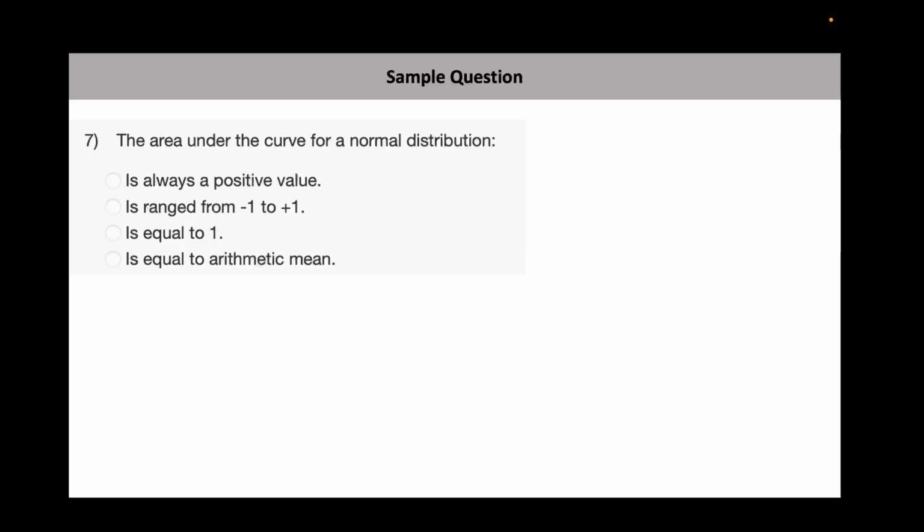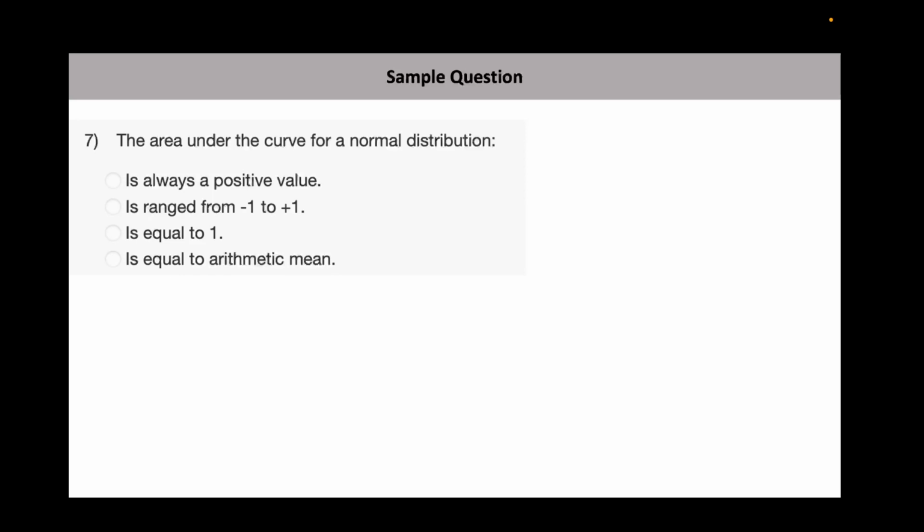Your next question is: the area under the curve for a normal distribution is. This is a theoretical question. It should be easy to answer. Option C is equal to 1.